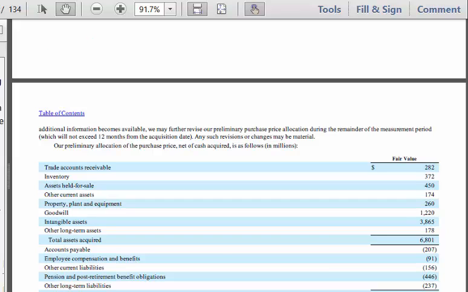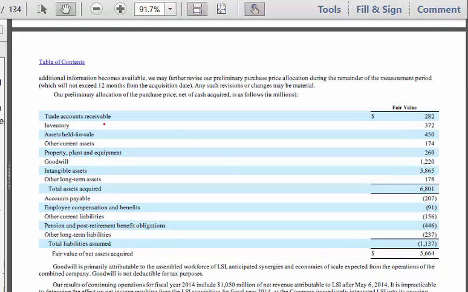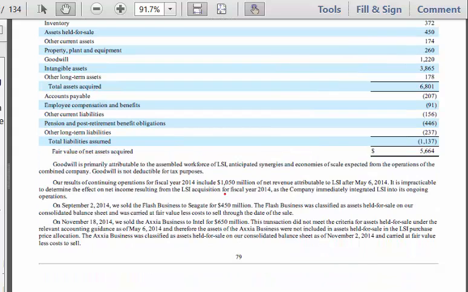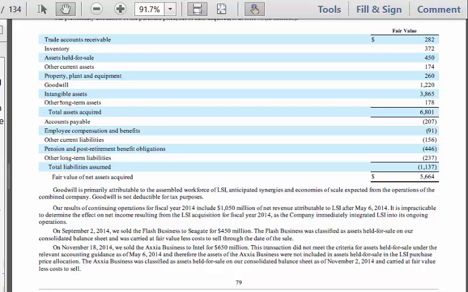Okay? So then here's a table that says, here's our allocation of purchase price. Okay, do you see the tax stuff? Where's the tax stuff? It's buried. Right? You can't find it. There's no respect for tax people. Can't even get your own line in the purchase price allocation. It's in there, you just can't see it.